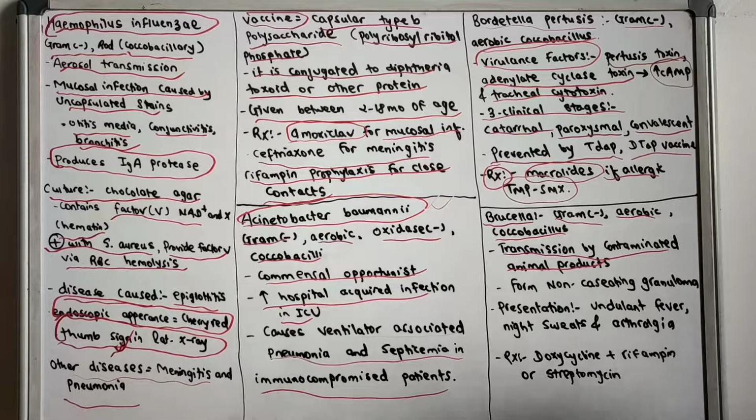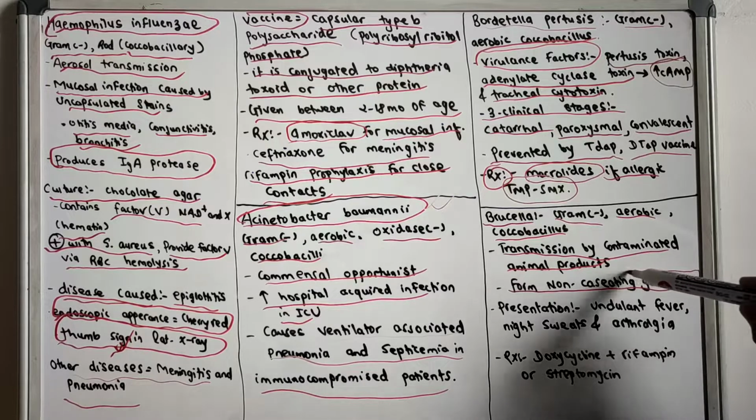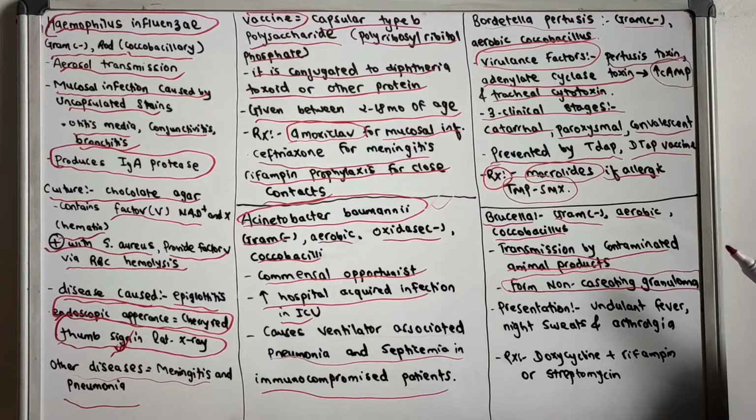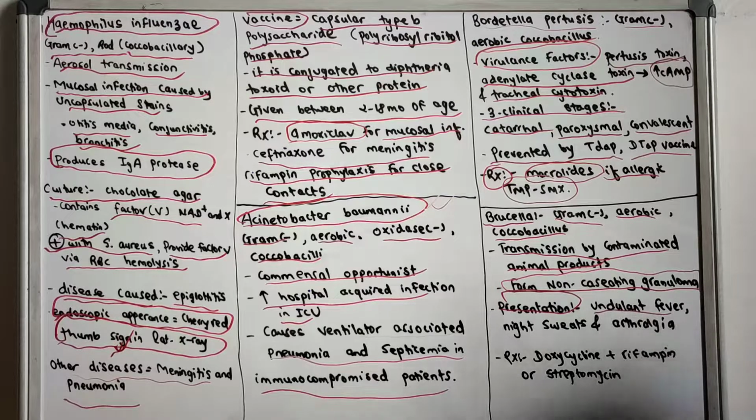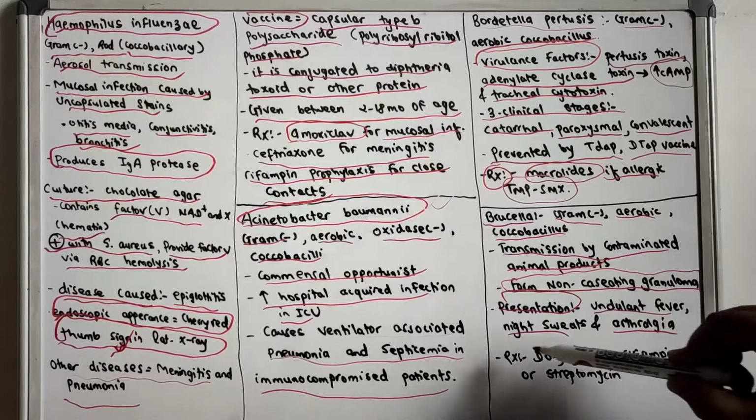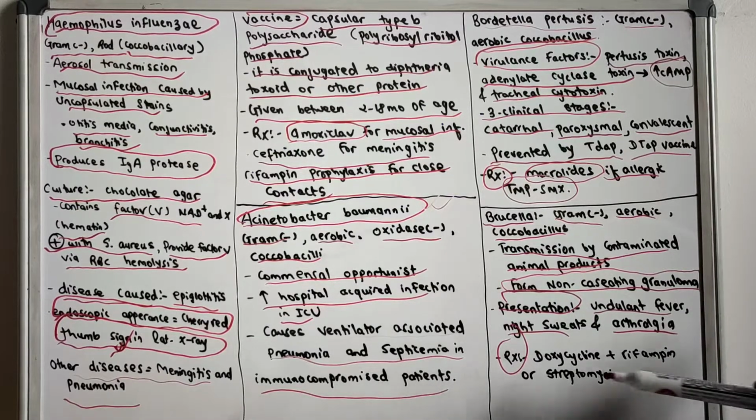Brucella infection causes non-caseating granuloma. You should know that, one of the important MCQs. So one of the causes of non-caseating granuloma is Brucella infection. How does the patient present with Brucella infection? There is undulant fever, night sweats, and arthralgia. What is the treatment for Brucella? We give doxycycline along with rifampin, or we can give streptomycin. So this is the treatment for Brucella.